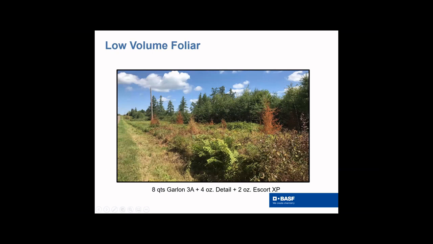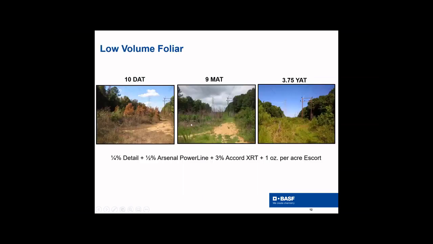So this is a Garlon 3A, Detail, Escort mix, but you can see what they sprayed. They left everything else alone. They left the ferns, everything else alone. So you can be really, really selective with these types of mixes. But again, this is pretty light density, and the stems are not very tall.